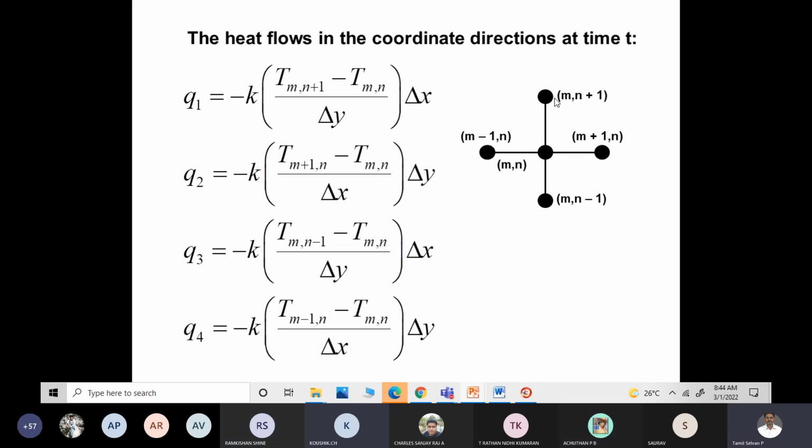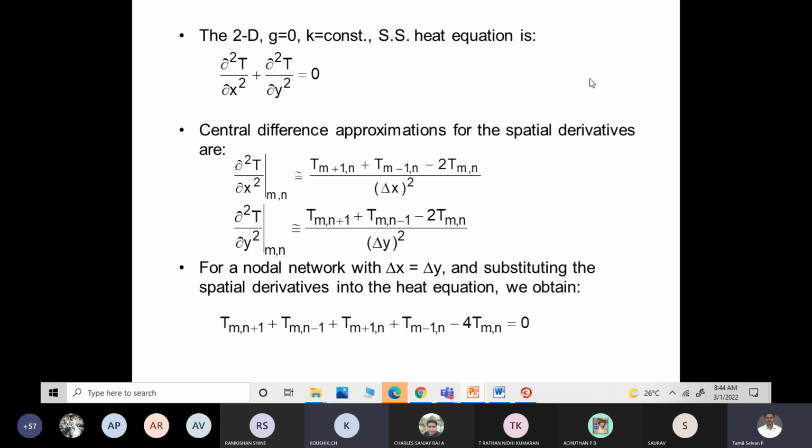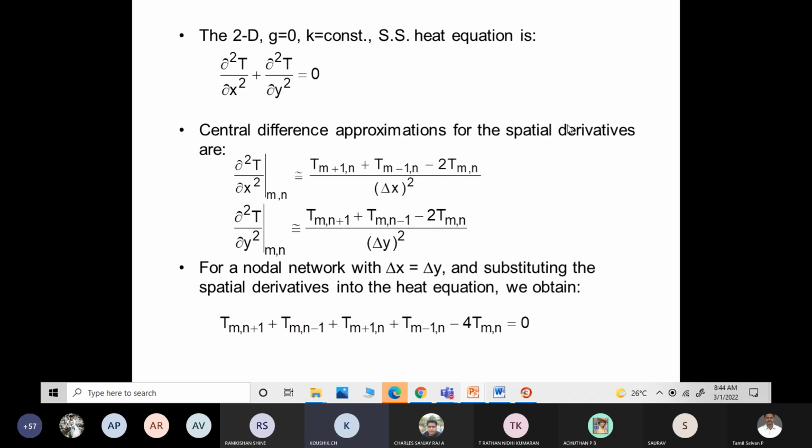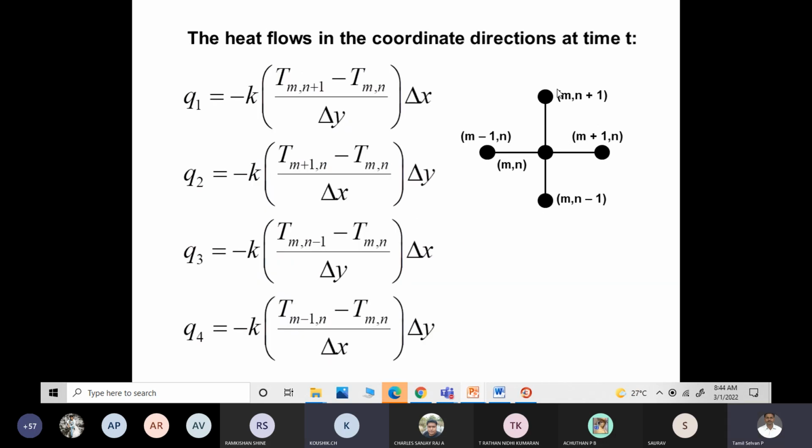q1 is from this point to this point. So t suffix m, n plus 1 minus t(m, n). All of you are able to understand this? Yes, sir. And similarly q2 is from this point to this point. So t suffix m plus 1 comma n minus t(m, n). From this to this, from this to this. All of you are able to understand, students?